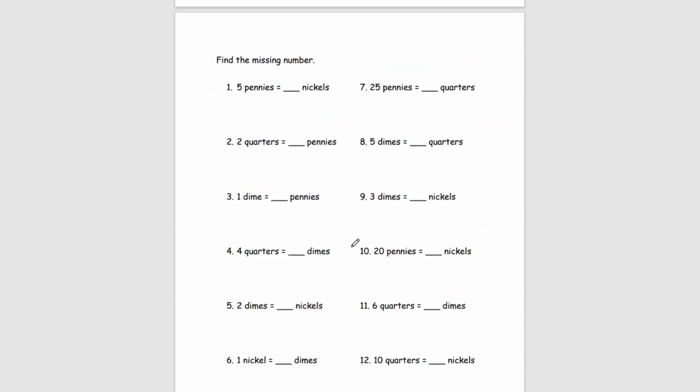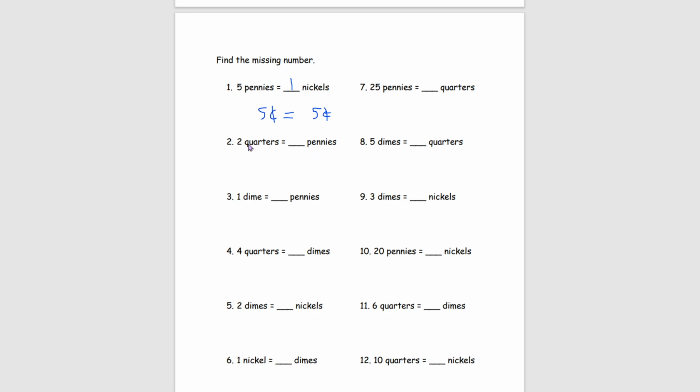Moving on, we're finding the missing number. So, number 1, we have 5 pennies is equal to blank nickels. And we know that nickels are 5 cents. And 5 pennies is equal to 5 cents, meaning that 5 pennies is equal to 1 nickel.